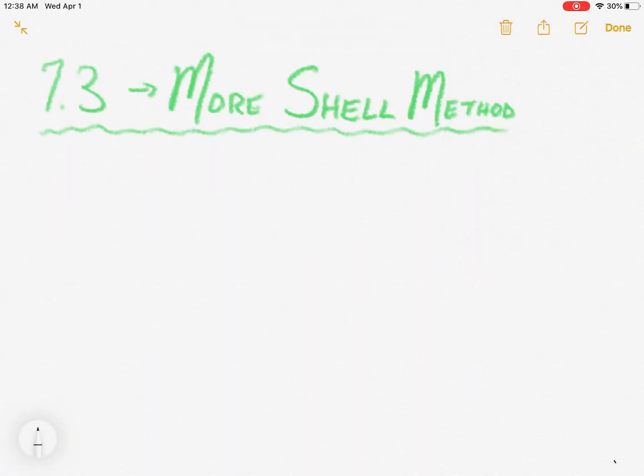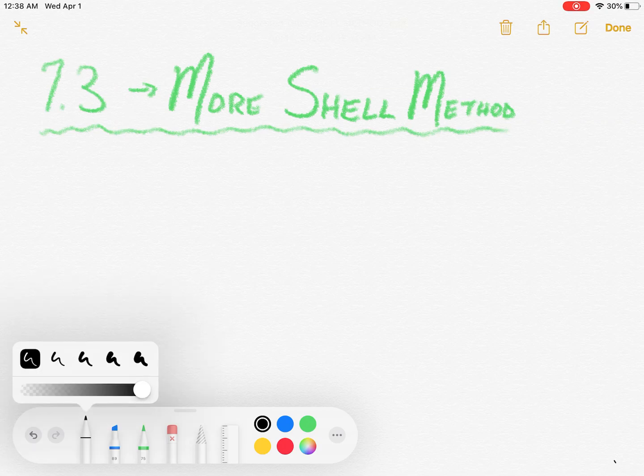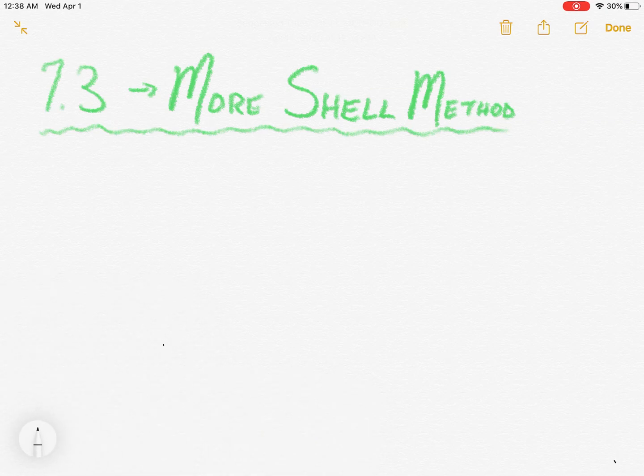Welcome back. We're going to do a little more shell method. This is a problem similar to one I found in a previous edition, so it's not really one in your book. But this is one where they actually give you the graph, so I'm not going to worry about talking about that too much. But it looks like this.